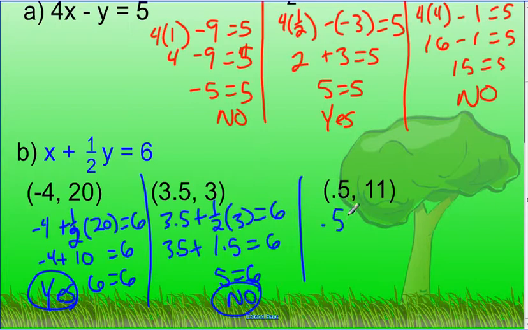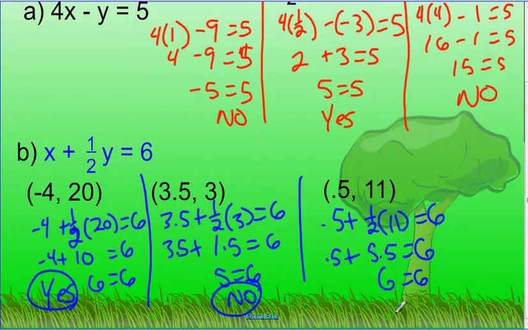Lastly, 0.5 plus 1/2 of that equals 6. So I plugged in x for x, y for y. And we get, well, can't do any math there. So 0.5 plus half of 11 is 5.5. And 5.5 plus another half does give us 6. So this is another solution. So 2 of these were solutions. 1 of them was not.